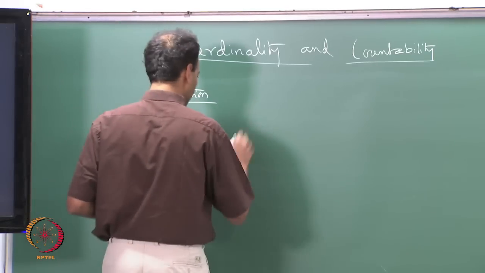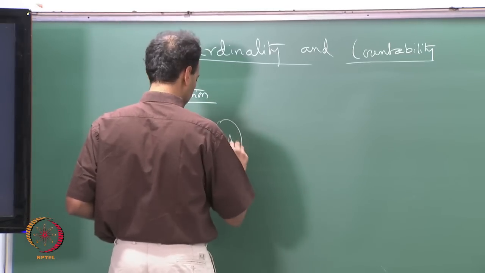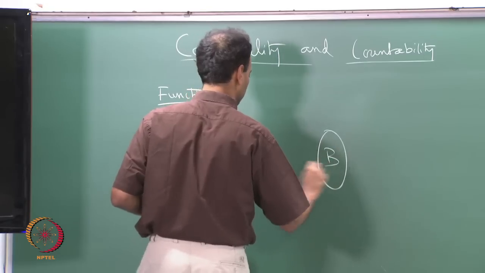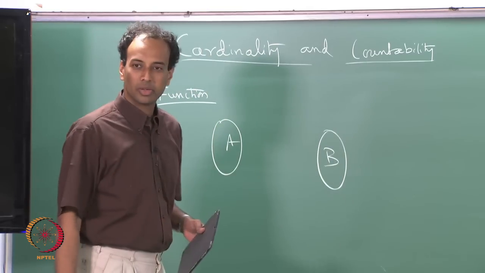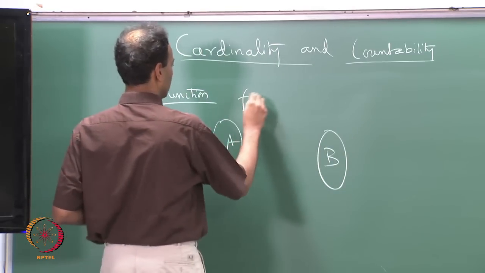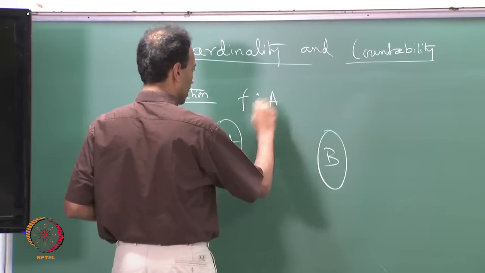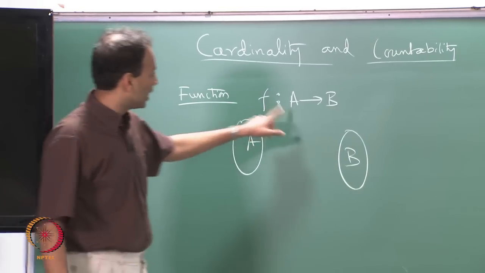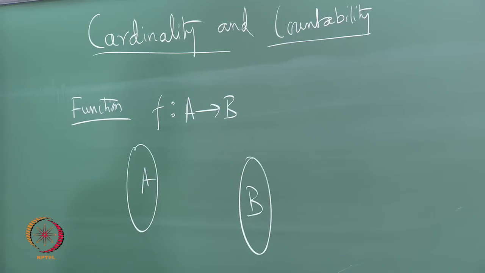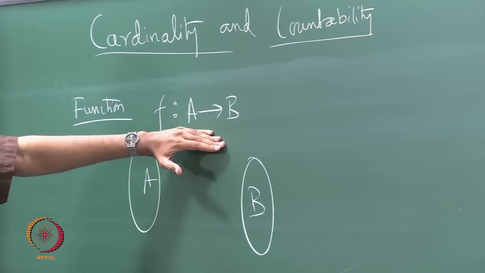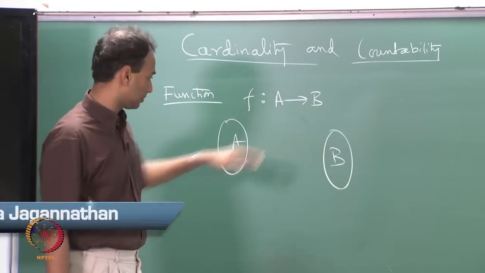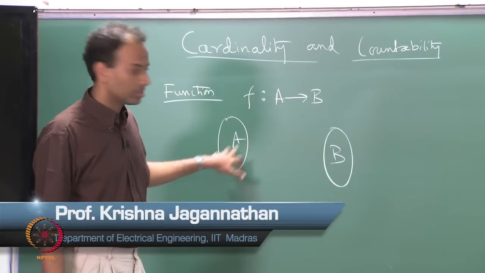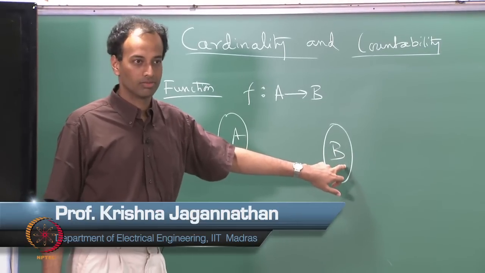Given sets A and B, what is a function from A to B? The notation used is f: A → B. A function is a rule that associates every element of A with a unique element of B.